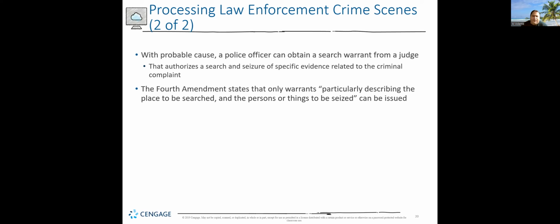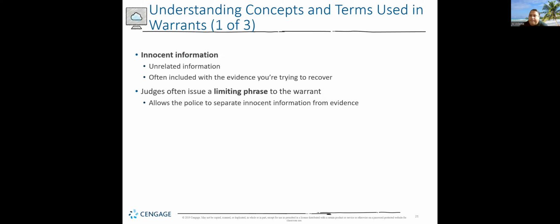It's just my brain trying to figure out how to best describe it, but I think this does a decent job. But it's kind of a gray area. Innocent information, unrelated information, is what it essentially is, often included with the evidence you're trying to recover.